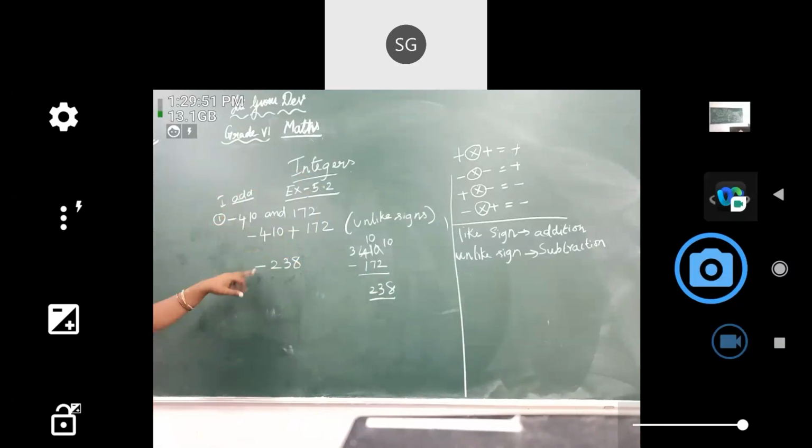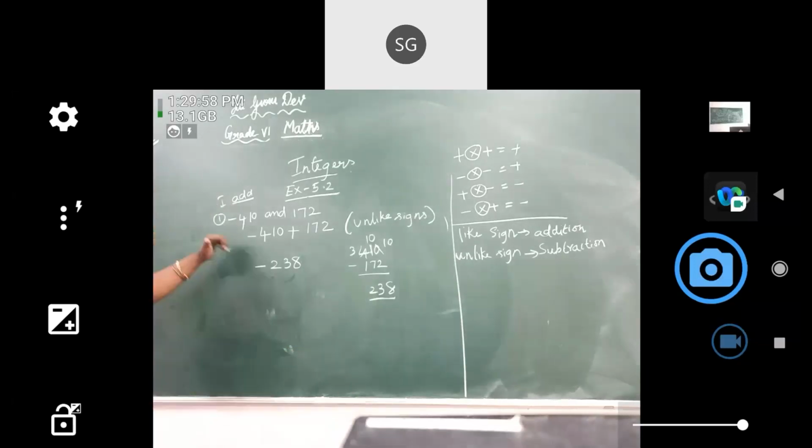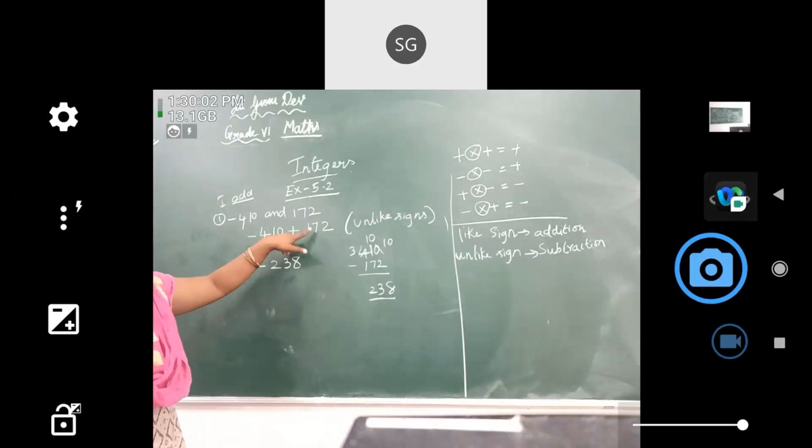Now, don't simply write 238 as you did earlier, because earlier you were not dealing with negative integers. Now we have negative integers. Now you have to deal with the sign. First you dealt with the numbers. Now you're going to deal with the sign. So first see which number is bigger.